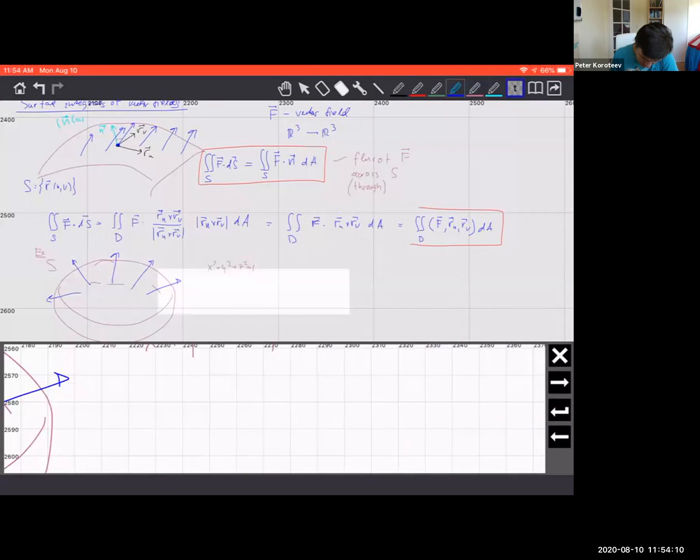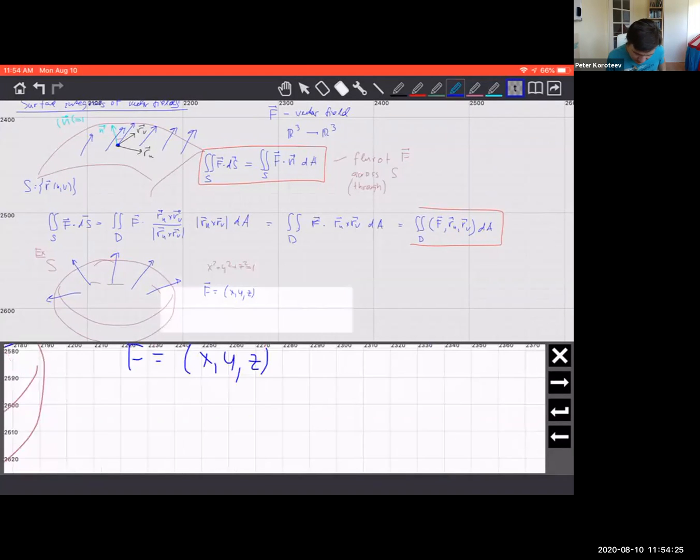So F is equal to x, y, z. We know what the normal vector is, so we're going to switch to spherical coordinates. So in spherical coordinates, the normal vector was equal to, well, I think it's probably easy to recalculate.